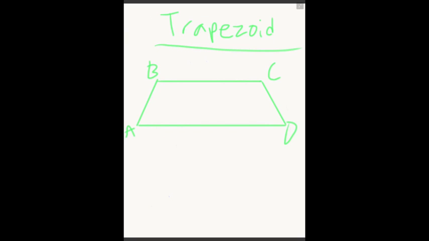Next up, we have the trapezoid. A trapezoid is a quadrilateral in which at least one pair of opposite sides is parallel. Here, as you can see in the diagram, side BC is parallel to side AD. In a trapezoid, some of the consecutive angles are going to be supplementary. In this case, A and B are supplementary, and D and C are supplementary, but B and C and A and D are not. On the occasion that a trapezoid is an isosceles trapezoid, the base angles are congruent.